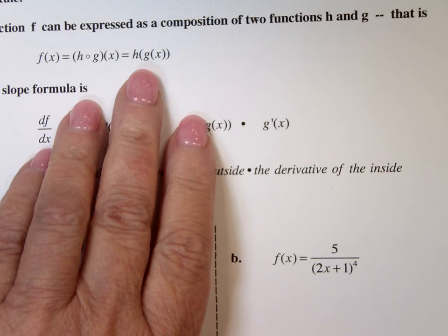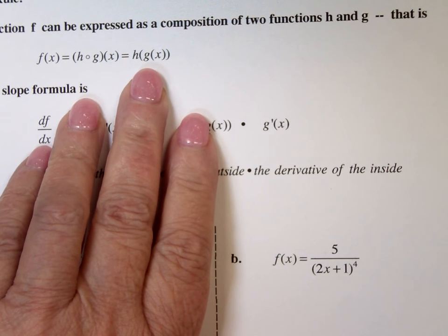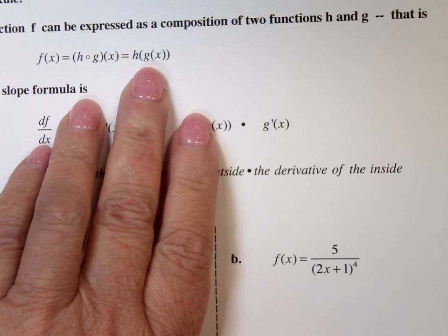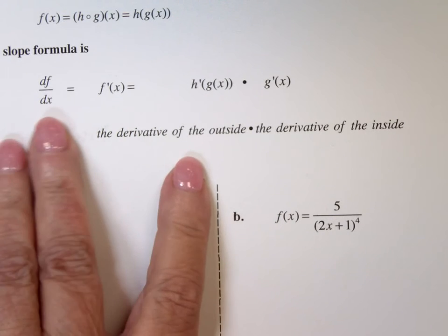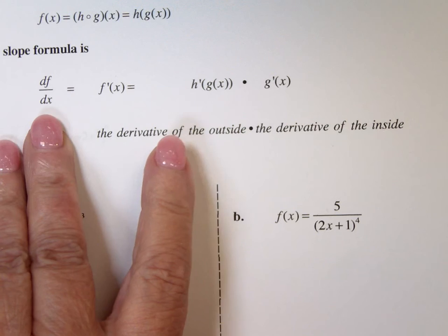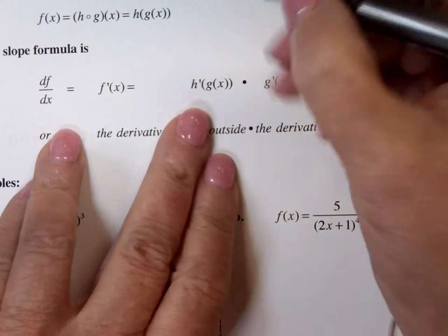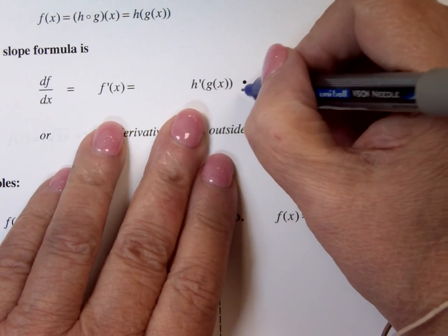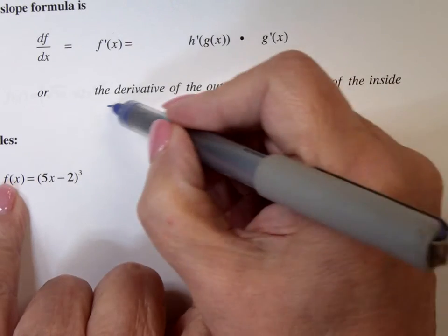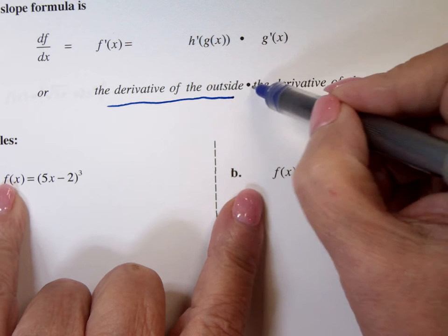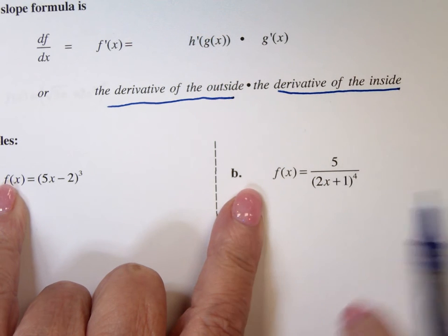So if I have a composite function, which is f of g of x, what is the formula for the derivative? It's f prime of g of x times g prime of x. Well, what does that mean? It's the derivative of the outside times the derivative of the inside.